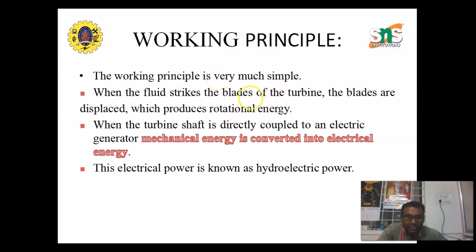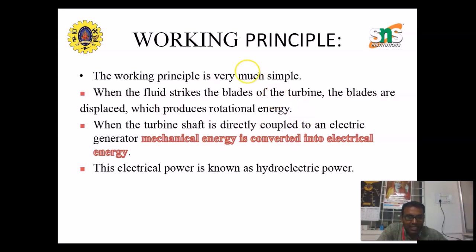When the fluid strikes the blades of the turbine, the blades are displaced, which produces rotational energy. That means the blade moves or rotates. Simple. When the fluid, air or steam strikes the turbine, the blade rotates and it is converted into rotational energy.